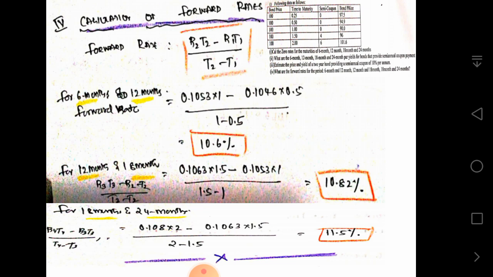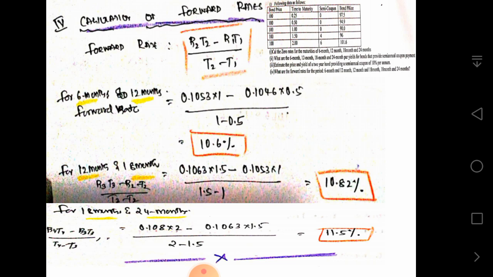Similarly, for 6 months and 12 months, R2 T2 minus R1 T1 divided by T2 minus T1, right. R2 is the zero rate for 1 year multiplied by 1, minus the zero rate for 6 months multiplied by 0.5, divided by 1 minus 0.5. Simplifying, I will get the forward rate between 6 months and 1 year. Similarly, what is the forward rate between 12 months and 18 months? The formula would be R3 T3 minus R2 T2 divided by T3 minus T2.